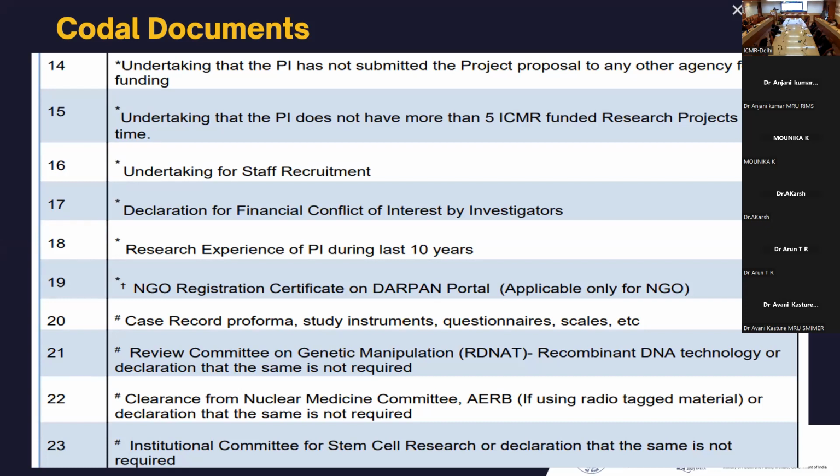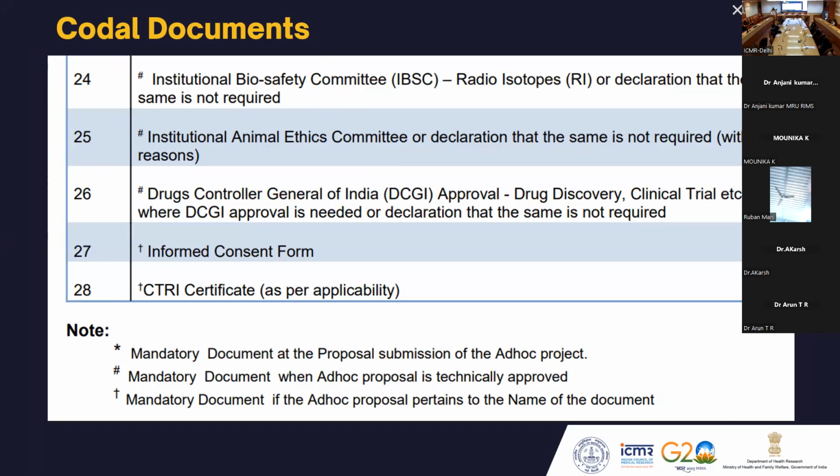Some are project specific, like the nuclear medicine committee. If you are working on any radiotherapy, then you require this clearance. If you are not, just give a self-declaration that it is not involved in our project. Similarly, the genetic manipulation committee and the stem cell committee. These are for some project instances, not necessary for all. Similarly, if you are working on drug trials, then you obviously require the DCGI certificate and the CTRI certificate. If your proposal is related to a trial, then you need to give it. Otherwise, just give a self-declaration that my project does not involve any kind of trial.